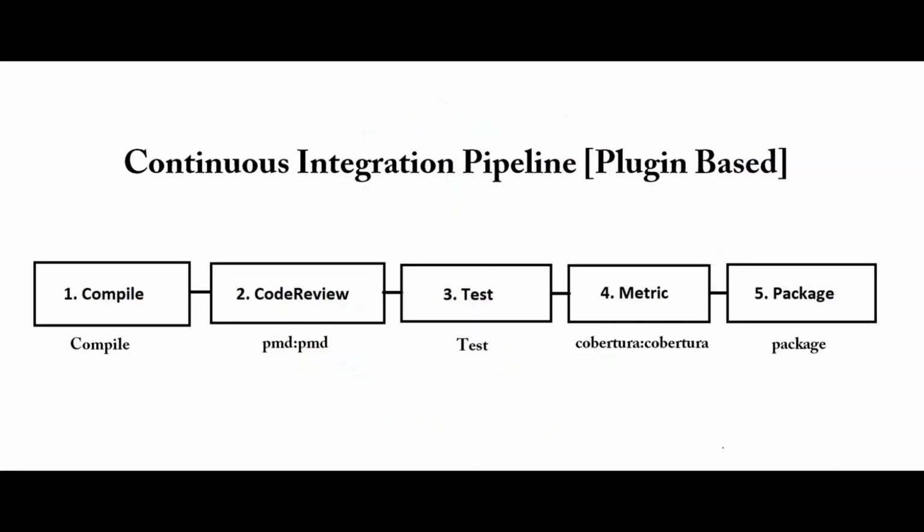In the hands-on session, we'll be creating a continuous integration pipeline, and that pipeline will be plugin based. So we'll be creating 5 jobs, that is compile, code review, test, metric check, and package. And compile, PMD, test, Cobertura, and package will be the goal for the respective jobs. Now let us commence the hands-on session.